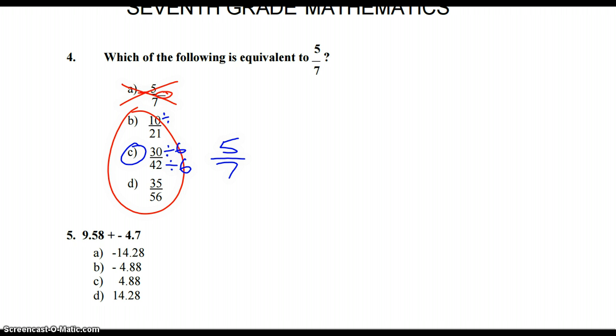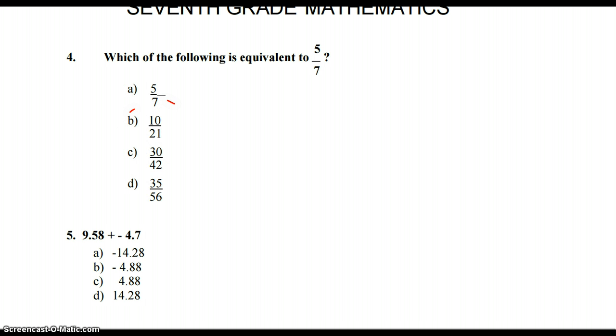Remember, if I wanted to turn this into 5, I'd divide by 2. But dividing 21 by 2 is not going to give us 7, so it's not B. And we can check real quick. I would want to divide 35 by 7 to get 5, but 56 divided by 7 is 8. So that's not the one we're looking for. So C is the correct answer there.